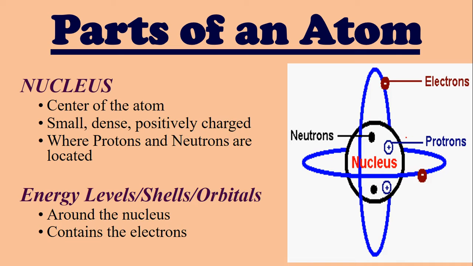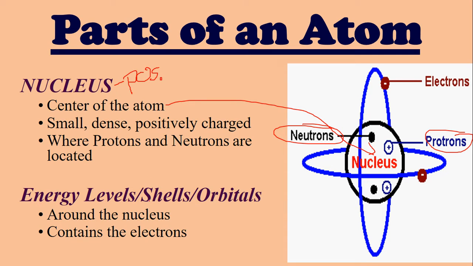Now, the parts of an atom. I mentioned that we had energy levels and we had the nucleus when we talked about the model of the atom. The nucleus is the center of the atom. It's very small, it's dense, it's positively charged. You're going to find your neutrons and your protons in the nucleus, so your neutral charges and your positive charges. So that means the nucleus is positively charged.